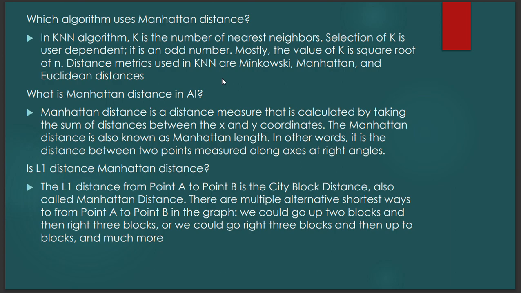Is L1 distance the Manhattan distance? The L1 distance from point A to point B is the city block distance, also called Manhattan distance. There are multiple alternative shortest ways to go from point A to point B in the graph. We could go up 2 blocks and then right 3 blocks, or we could go right 3 blocks, then up 2 blocks, and much more.